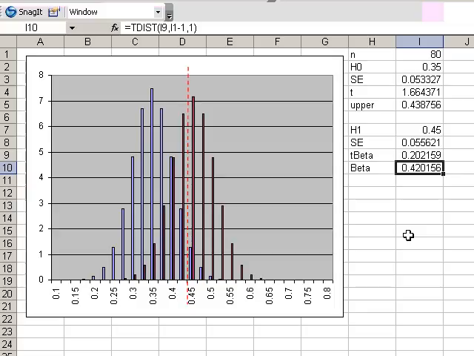If we calculated beta on the basis of the standard error of 0.053, which is the standard error for a true mean of 0.35, we would get an answer very close to the answer we got by using the standard error of 0.055, but it would not be precisely the right answer because H1 assumes a true mean of 0.45 and therefore a true standard error of 0.055.